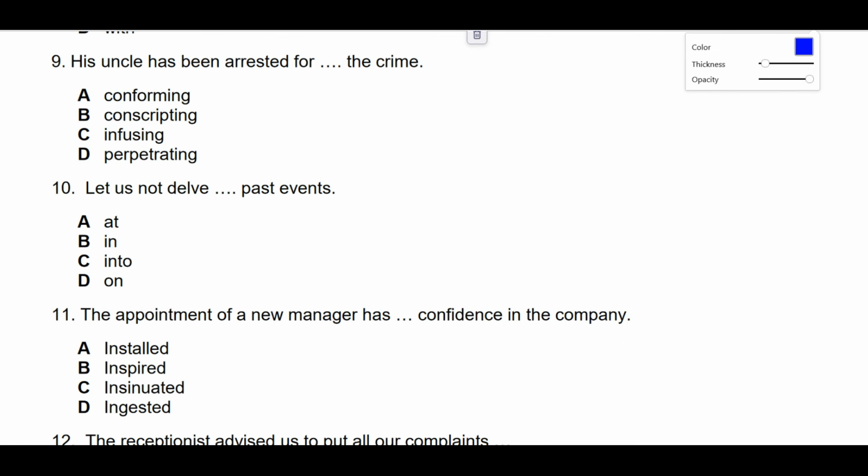Number 9, his uncle has been arrested for perpetrating the crime. So we are looking at for committing the crime. Then number 10, let us not delve into past events. So let's not go through the past events. Number 11, the appointment of a new manager has instilled confidence in the company. We can't use inspire. So the best one is instilled confidence in the company.